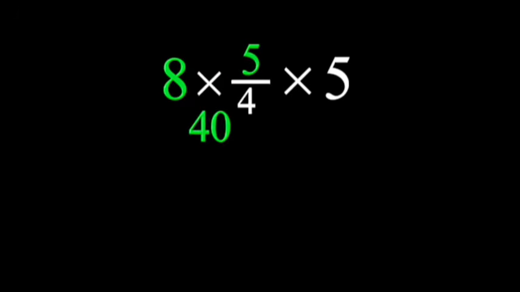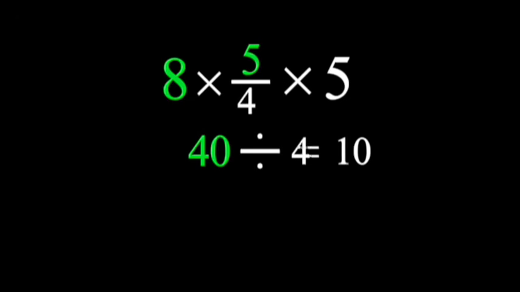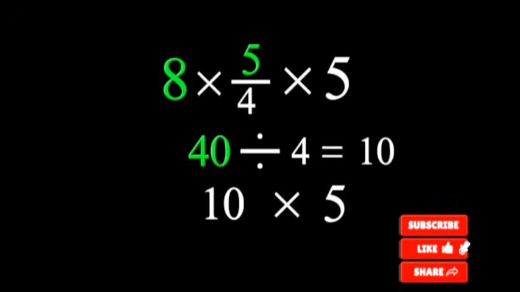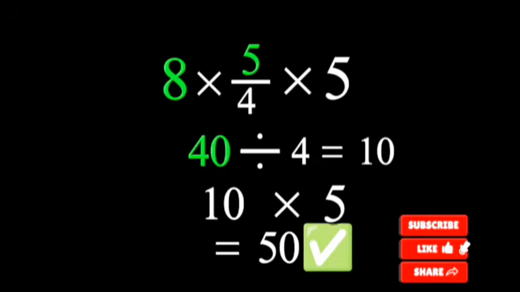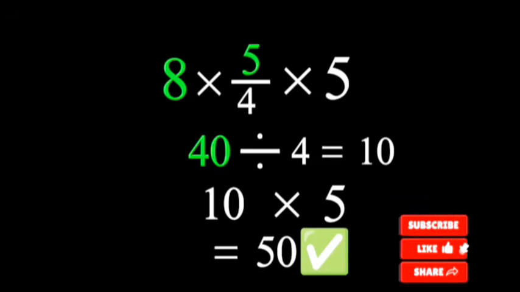8 multiplied by 5 equals 40. 40 divided by 4 equals 10. Then multiply 10 by 5. 10 multiplied by 5 equals 50. So the correct answer is 50, not 2.